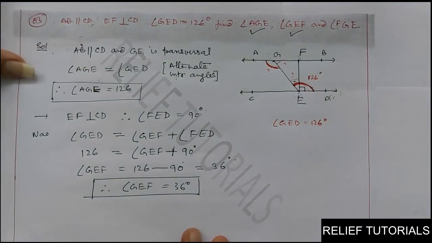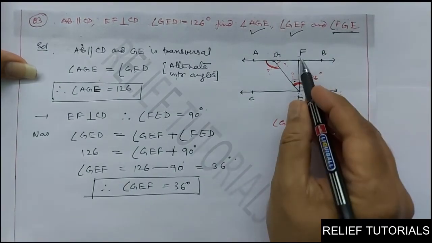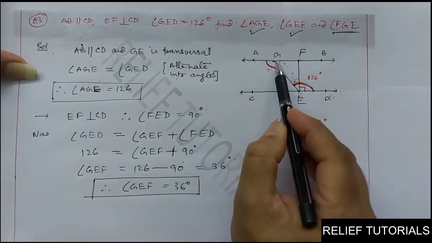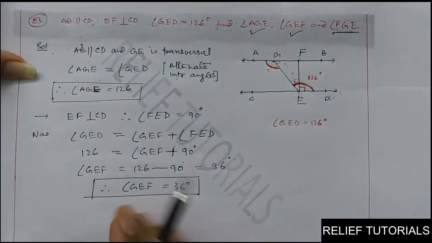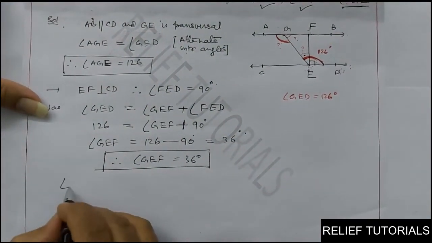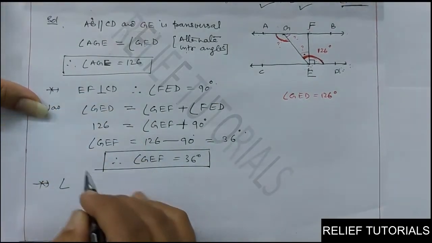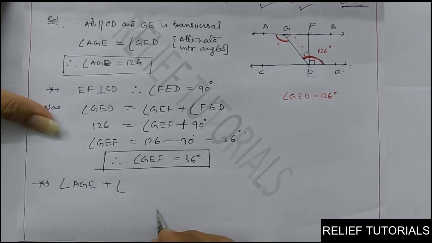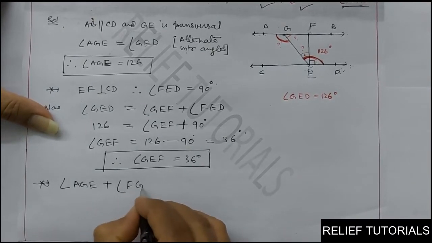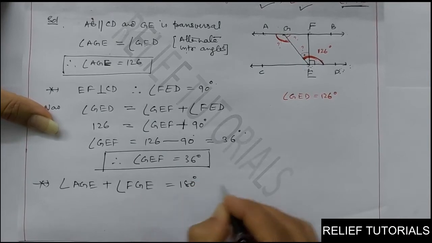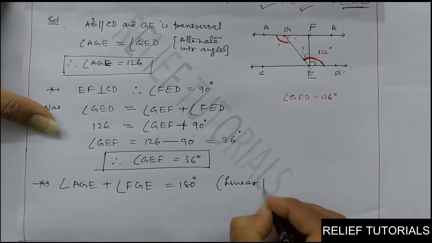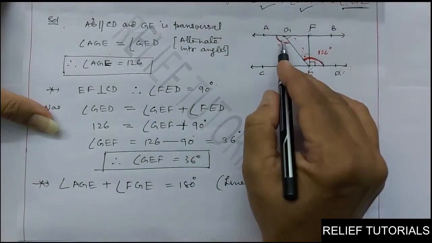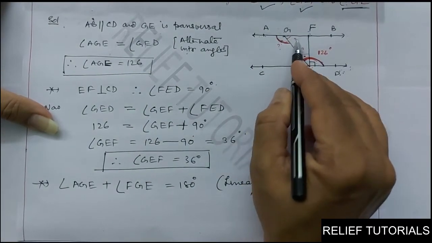Now we want to find the last angle FGE. See this FGE. Now if you look here, FGE and AGE both are linear. So we can write here angle AGE plus angle FGE is equal to 180. Reason: linear pair axiom. Have you got it, friends? The total of these two angles is 180.